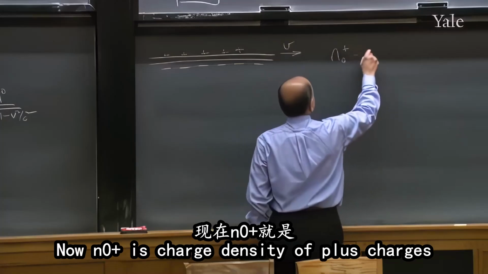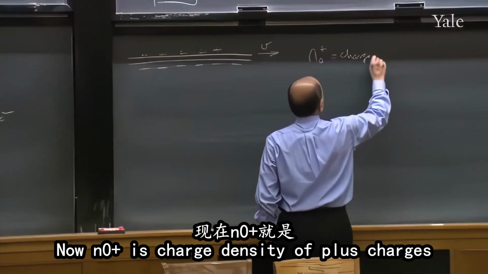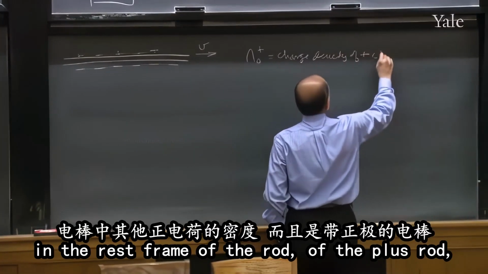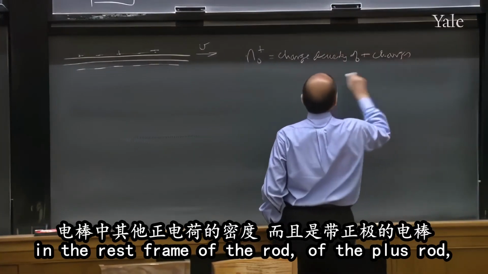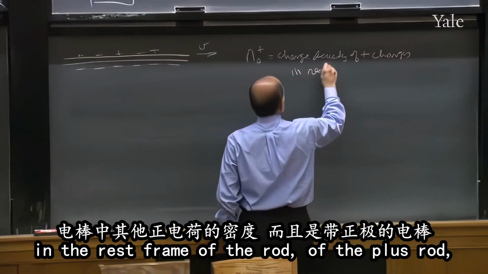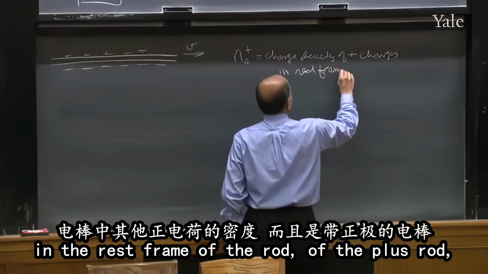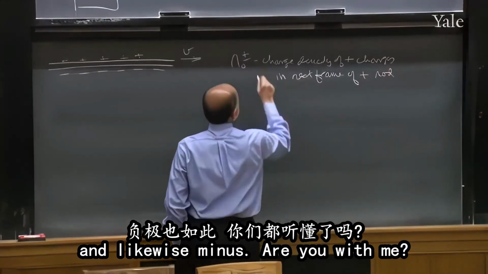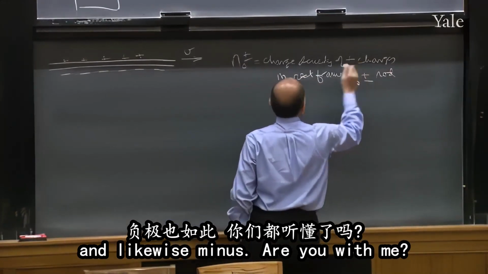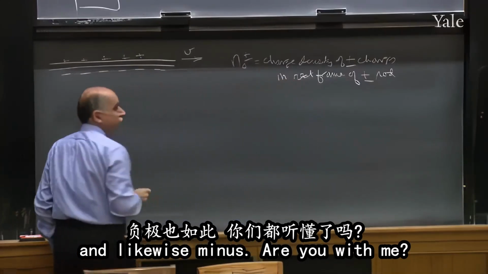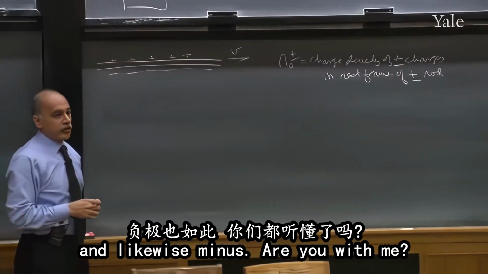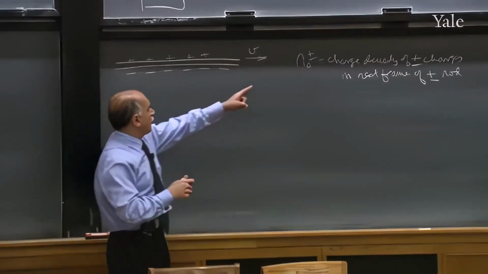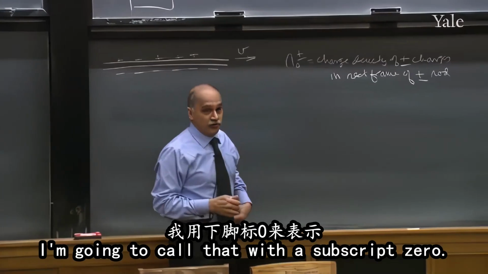Now n0 plus is the charge density of plus charges in the rest frame of the plus rod, and likewise minus. Okay? Are you with me? Each rod has a certain density when it's at rest. I'm going to call that with a subscript 0.